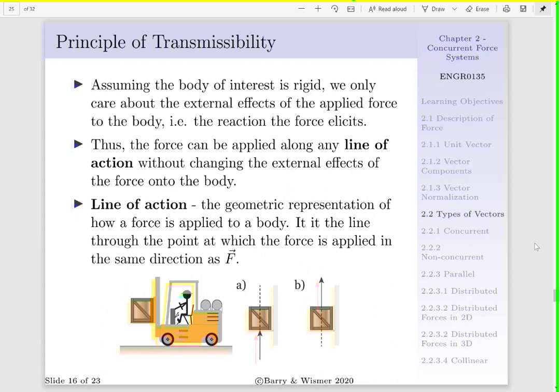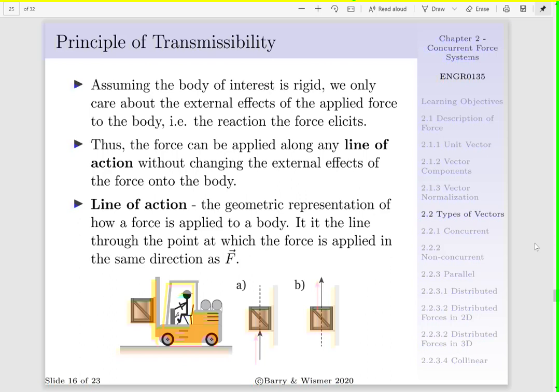When we talk about a force being applied to the body, say we have a forklift lifting a crate, and this is shown as figure A. The forks of the forklift are lifting the crate from the bottom. And if we assume this is one force lifting at the center, we can draw a line of action. That is what the force lies along and how it interacts with the body. The line of action is a geometric representation of how this force is going to be applied to our body. And it is a line through the point at which the force is applied. That is, it has the same direction as our force.